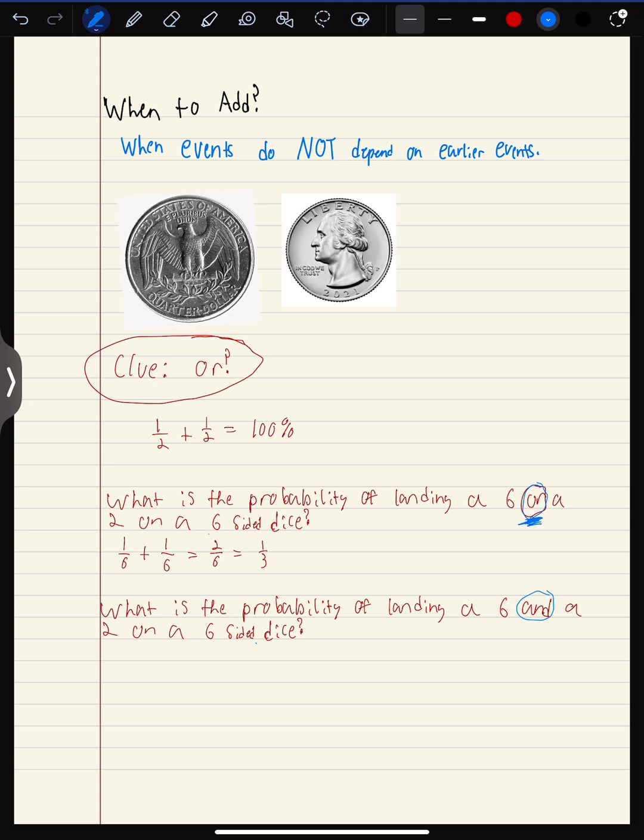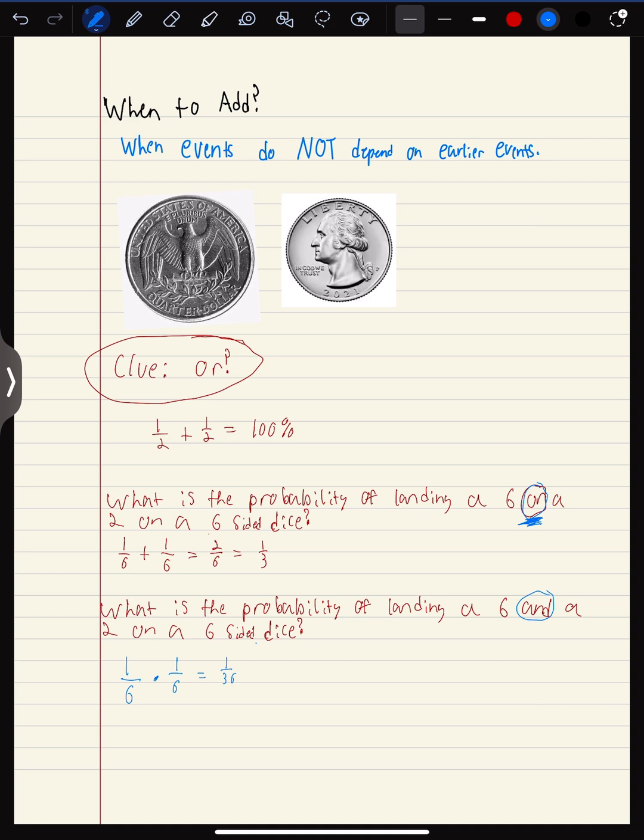Remember the example with chores? If I say you can take out the trash or you can wash the dishes, your probability is going to go up. But if I say you have to take out the trash and do the dishes, then your probability is going to go down. So that's your clue. So if we go over here, we say there is a 1 out of 6 chance of landing a 2, and then there is a 1 out of 6 chance of landing a 6. That means there's going to be a 1 out of 36 chance of landing a 2 and a 6.